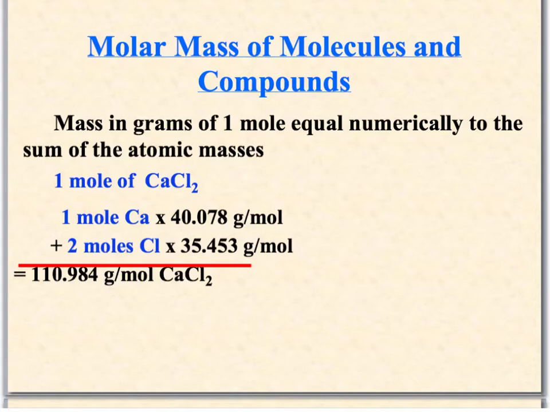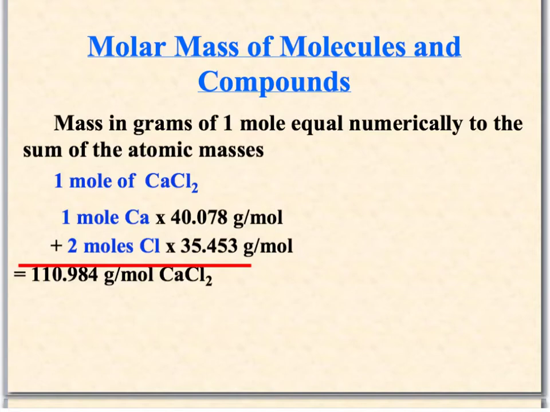We also sometimes need to calculate the molar mass of molecules and compounds. So those are substances where there's more than one element present. When you're looking for the molar mass of a compound or a molecule, it's the mass in grams of 1 mole, equal numerically to the sum of all the atomic masses of each element that's in that compound.